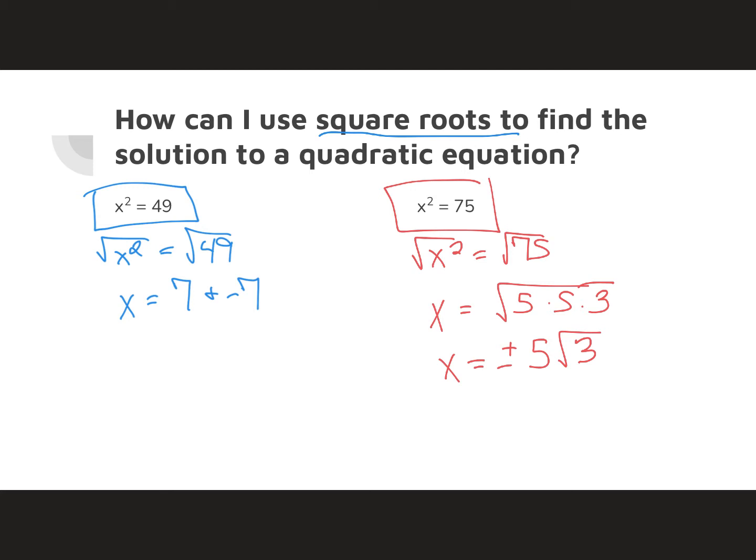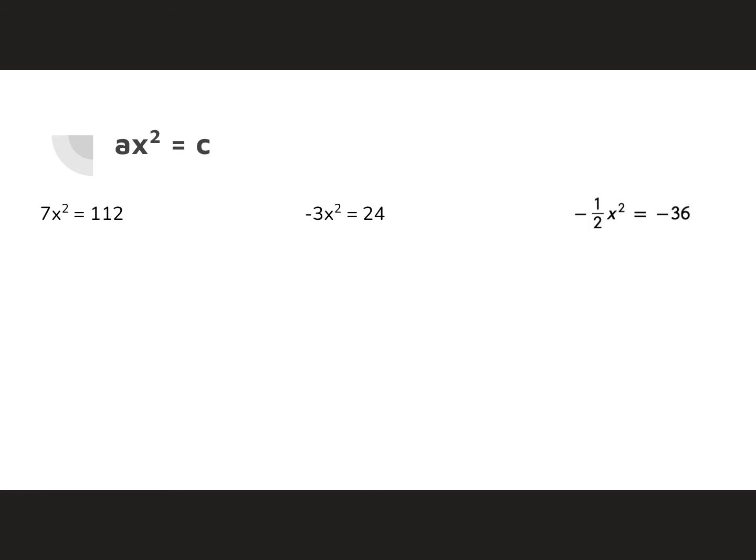You could also go ahead and put it into your calculator and get approximate values for the square root of 75, in which case I would want to round to the nearest hundredth. So x is approximately equal to positive and negative 8.66. Okay? So there are different ways to write it. So what if instead of just having x squared equals a number, we have something times x squared equals a number? Well, once again, that's pretty simple.